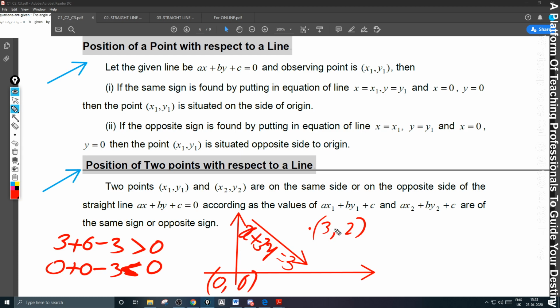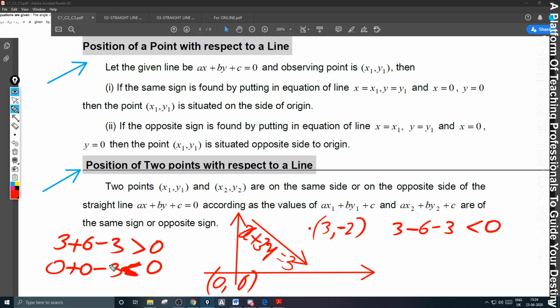Unlike this, if you have (3, -2), of course (3, -2) lies below. I am taking an example now. If I take the point (3, -2) and substitute here: 3 minus, 3 into minus 2, minus 6, minus 3. What happens? It is less than 0. Minus 6, less than 0.